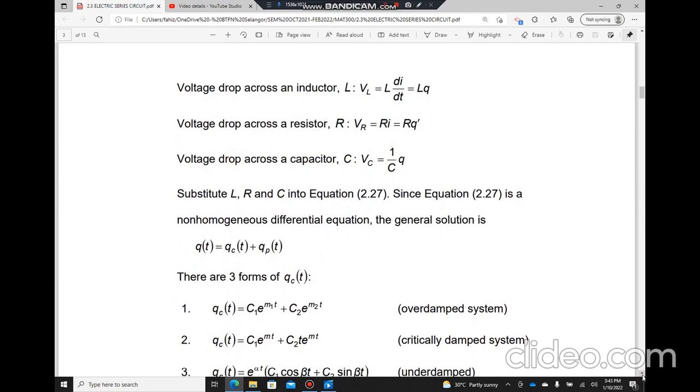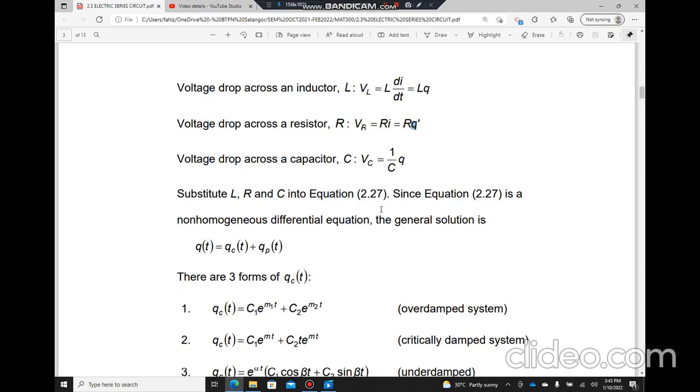Next we have voltage drop across an inductor, L di/dt or LQ''. Voltage drop across a resistor, R equals to Ri or RQ'. So kalau nak guna I, boleh, nak guna Q prime pun boleh. And then voltage drop across a capacitor 1 over C Q. Substitute L, R and C into equation 2.27.